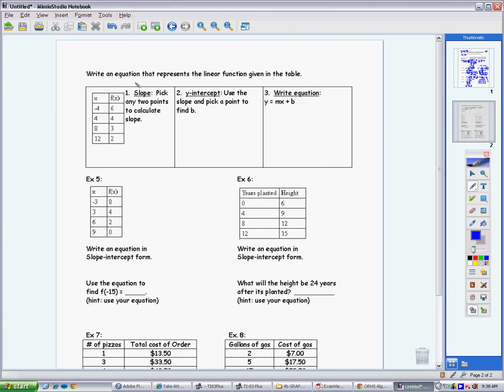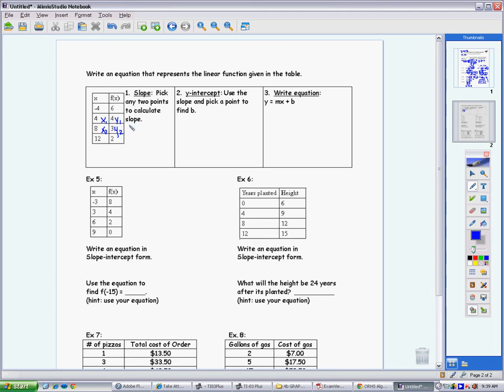Alright, now we have a table. Before we had 2 points, now we have a whole slew of points to choose from. So first off, just like we calculated slope in tables before, you get to pick any 2 points you want. So once you pick those 2 points, and I think I'm going to do 4, 4 for x1, y1, and I'm going to do 8, 3 for x2, y2. And we calculate the slope like we did before. The only difference is you get to pick from more points.